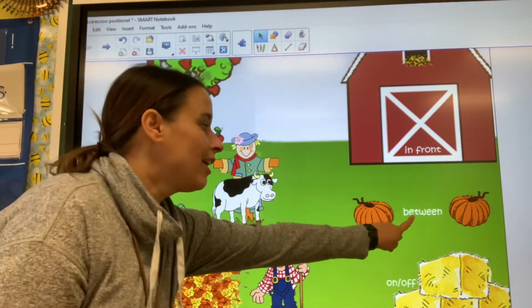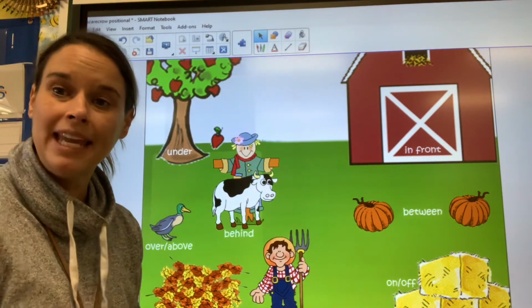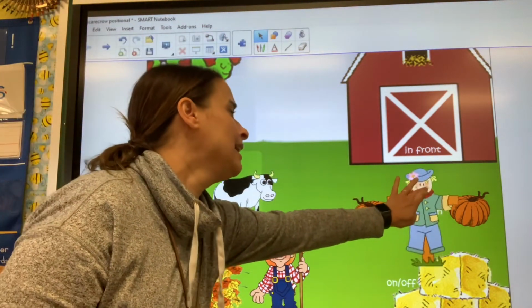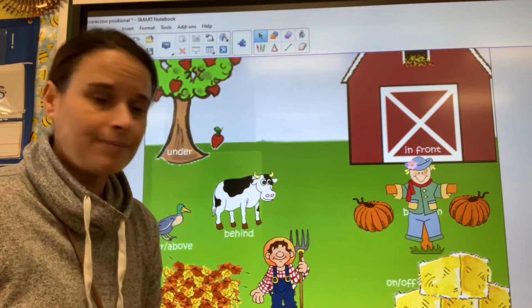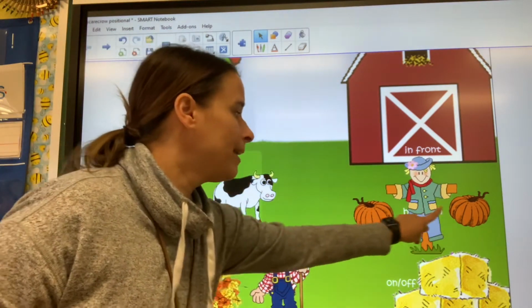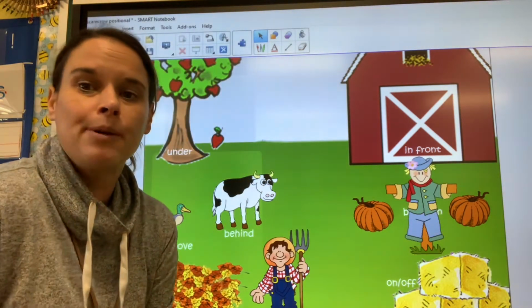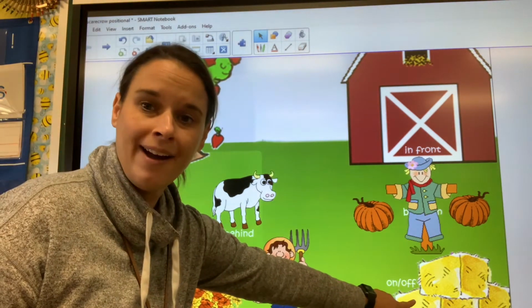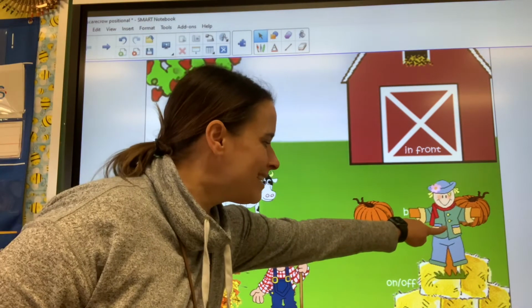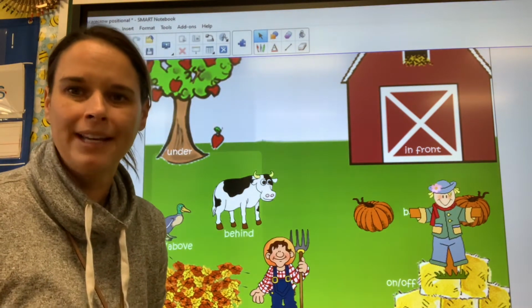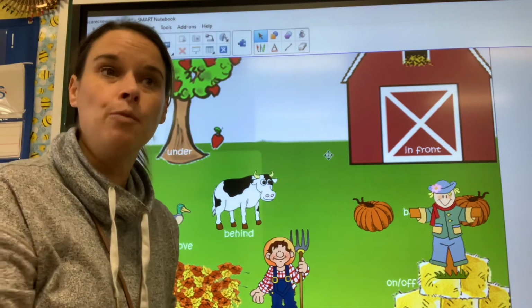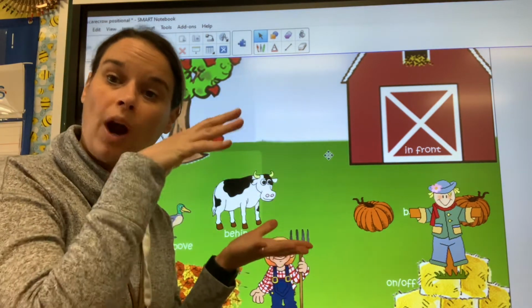Now I'm going to come over here, and it says to put the scarecrow between. That's when it's in the middle of two things. So I have to put the scarecrow between the pumpkins. He's in the middle of the two pumpkins, right? He's between them. Now I have to put the scarecrow on top of the hay, right? Here he is. He's on top of the hay now. He's standing at the top of it, right? He's on it, on top of, right? We sit on our chairs. That means we're on top of it, right?